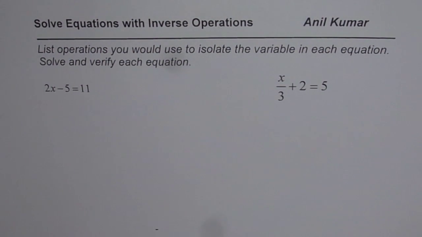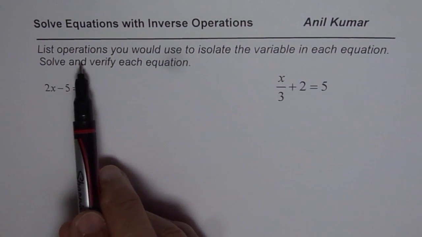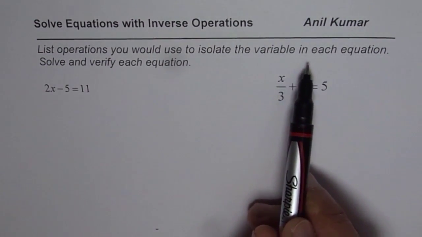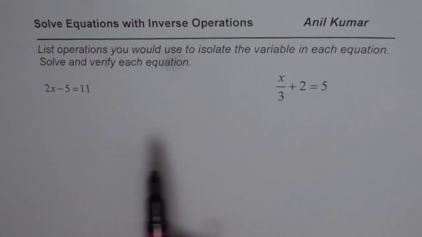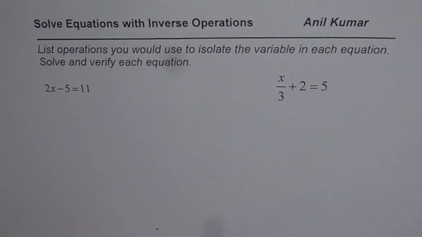We are considering algebraic equations with one variable. The question here is, list the operations you would use to isolate the variable in each question. So we have two questions here. Solve and verify each equation, right? We've done a couple of examples like this. Here we'll go slowly, and understand each and every operation.